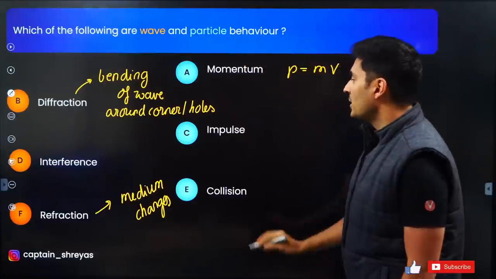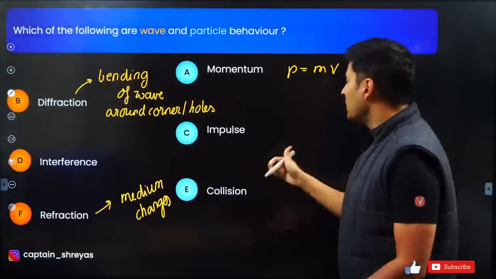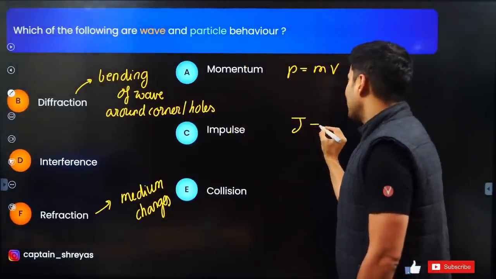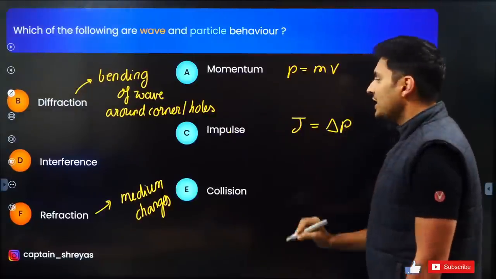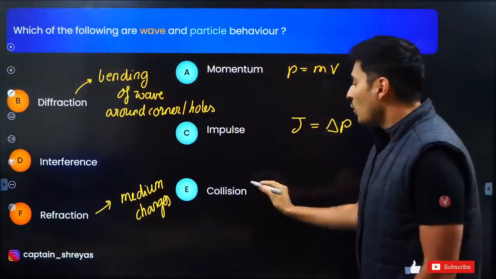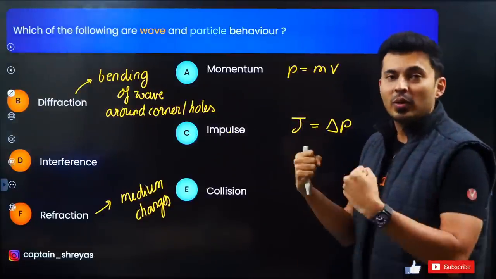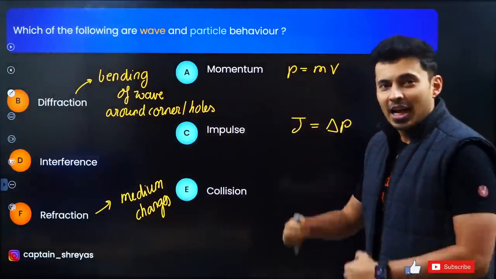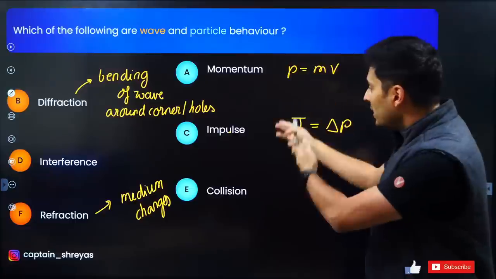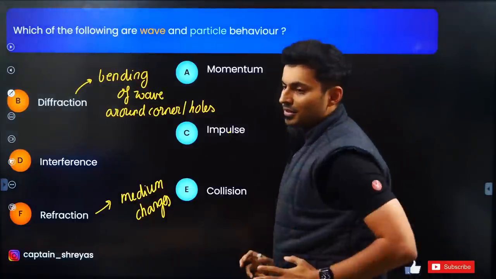Mass is particle behavior. Remember, guys, impulse is change in the momentum, obviously with particles. In a collision, particles collide. They do not interfere. Particles will collide and momentum is conserved. So all these are particle behaviors.